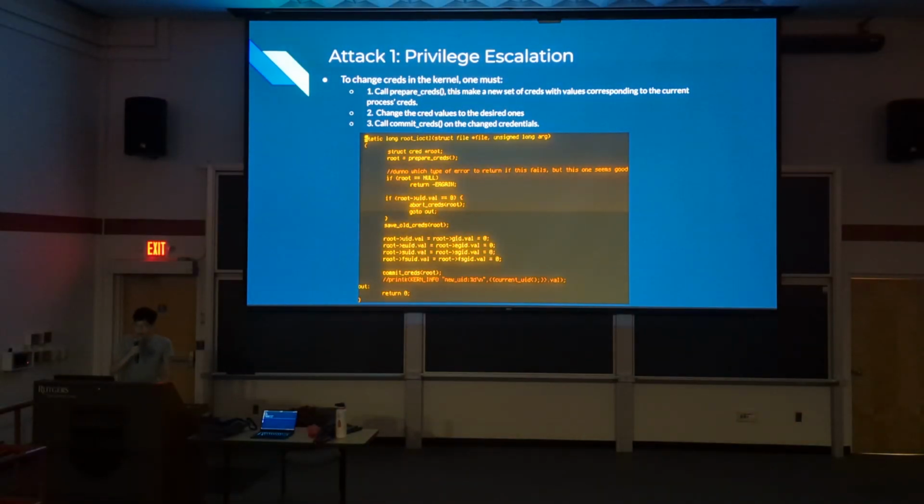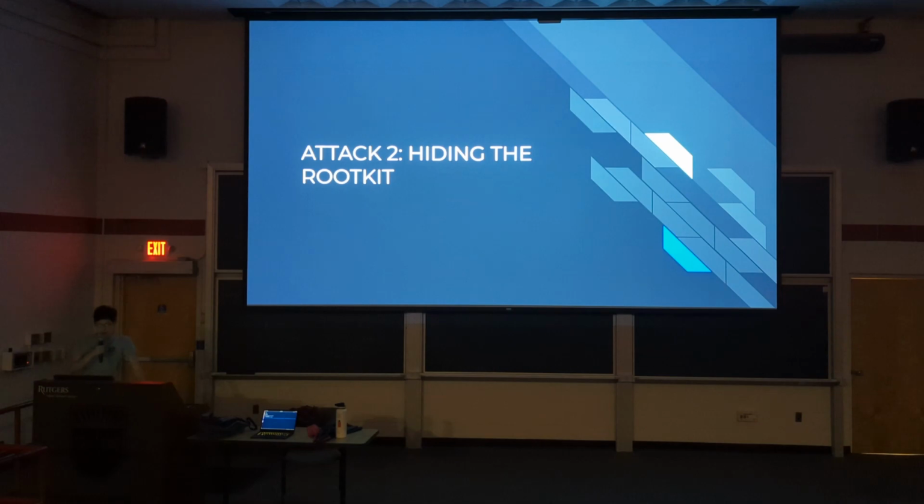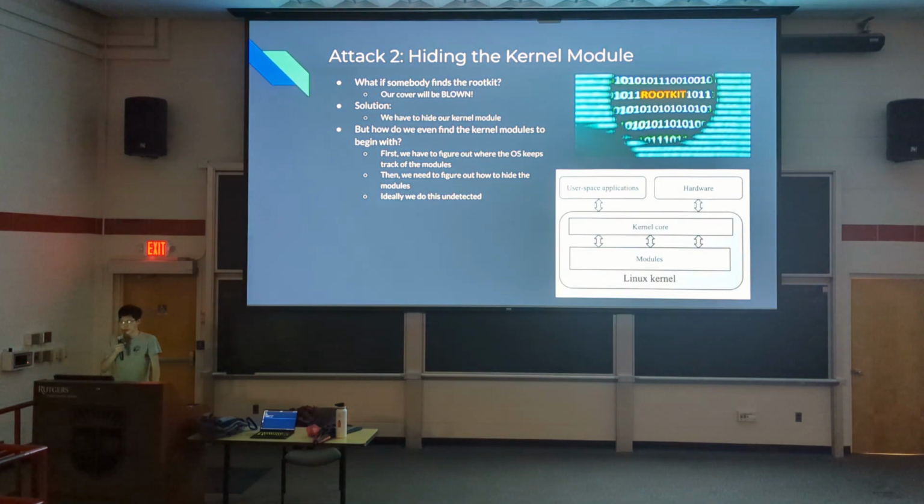And lastly, this is just an overview of how this works. We're going to call the prepare_creds function, which makes a new set of credentials that correspond to the current process. First we're going to change them to the ones that correspond to a privileged user, and then finally we're going to call commit_creds to push those changes to the system. And then our next hack is hiding the rootkit.